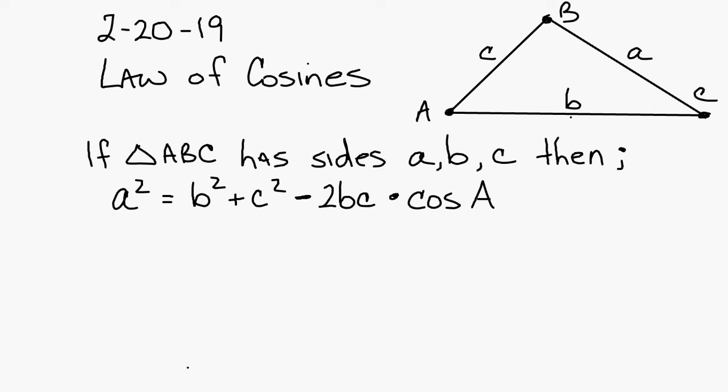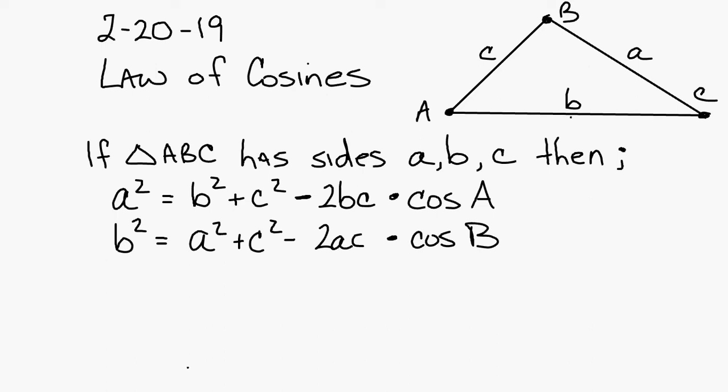Alright? b squared is equal to a squared plus c squared minus 2ac times cosine of B. And c squared is equal to a squared plus b squared minus 2ab times cosine of C.